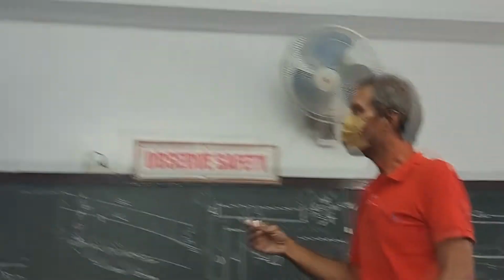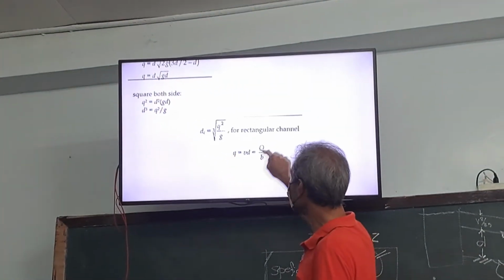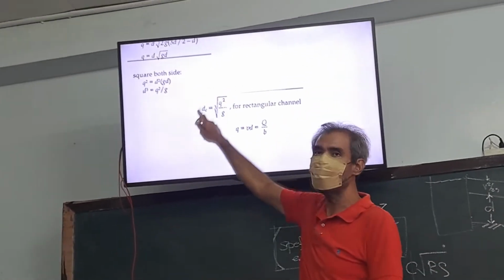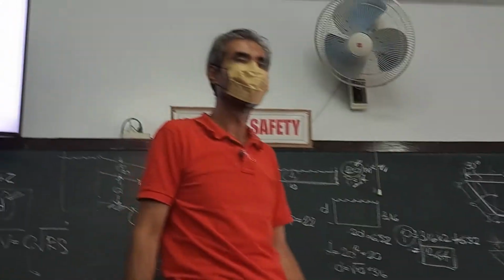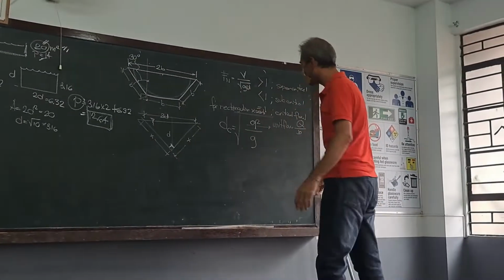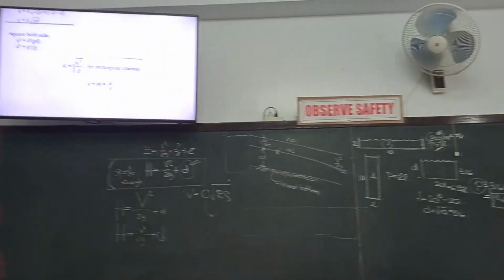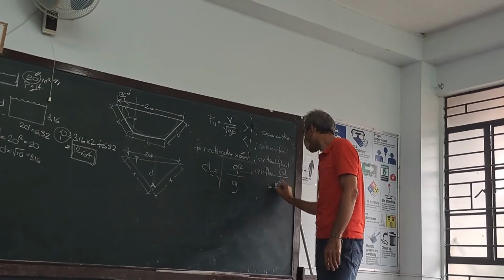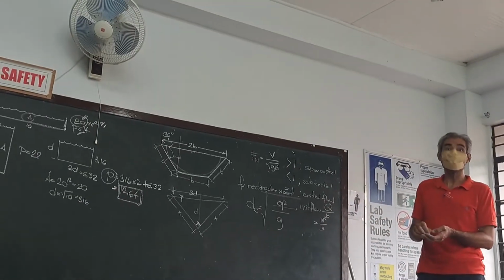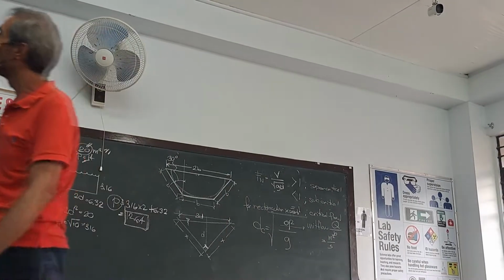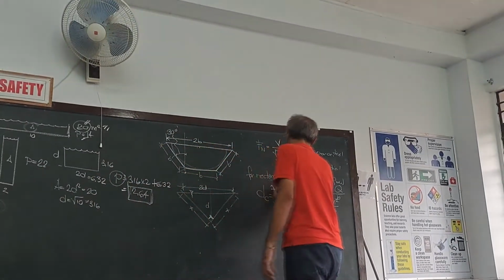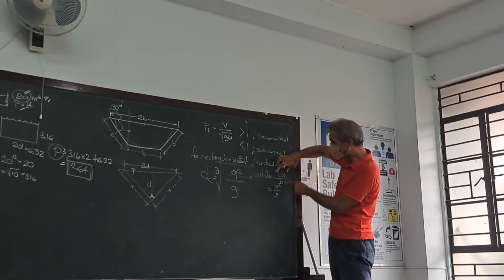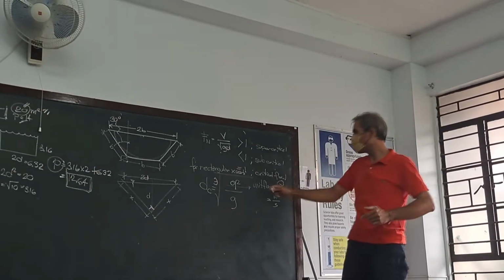Small q is big Q divided by the width of the channel. Again, this formula is only applicable for rectangular channels. The unit of the unit flow is square meter per second. Since Q is in cubic meters per second, if you divide it by B, it becomes just square meters per second, the unit flow.